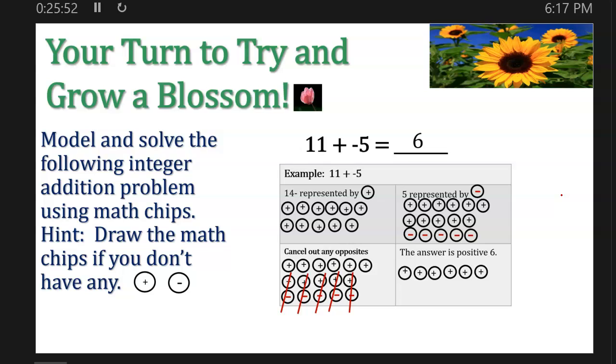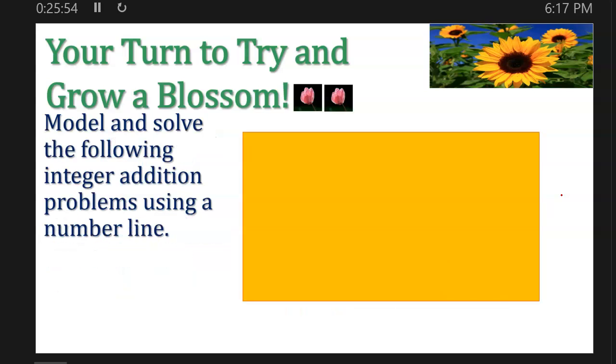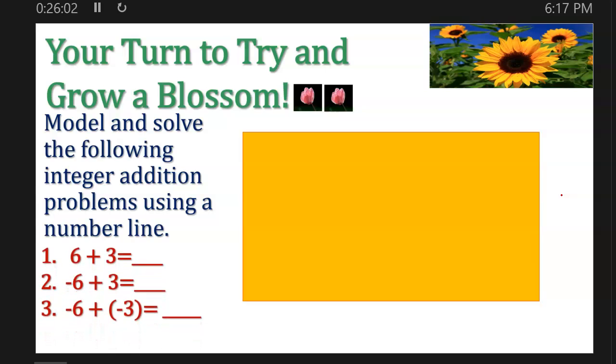Okay, let's try a different one. Model and solve the following integer addition problems. This time try to do it using a number line. Okay, so let me show you the problem. We have 3 of them. We have a 6 plus 3, a negative 6 plus 3, and then a negative 6 plus a negative 3. So let's go ahead and try to do that one. Let's try to do it using a number line.